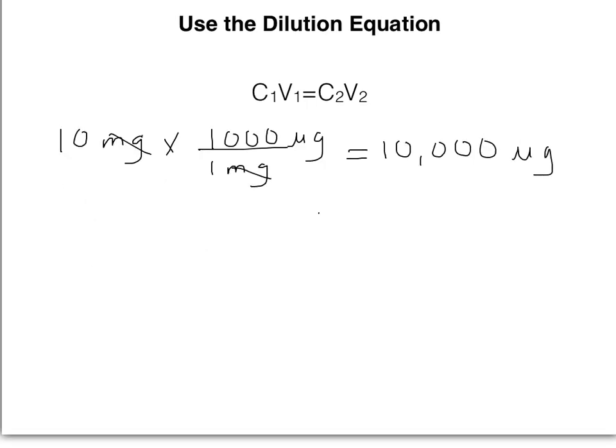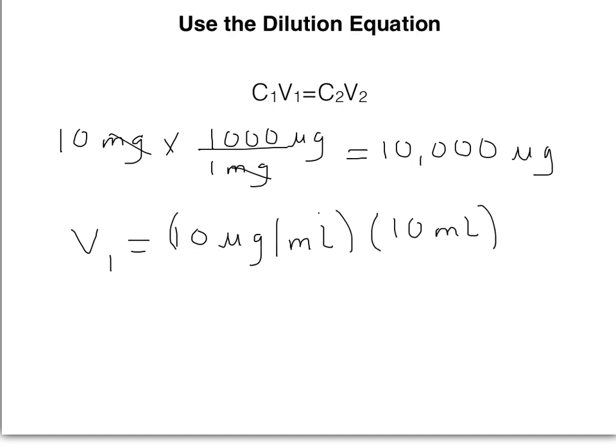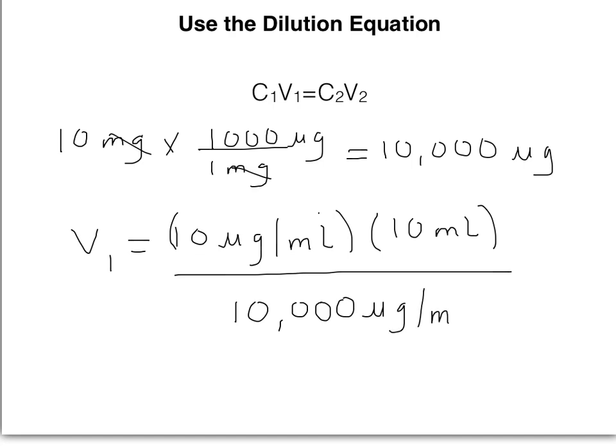So now I can go back to my formula. V1 equals C2, 10 micrograms per mil, and I was going to make 10 milliliters of that solution, divided by, now I know that my 10 mg per mil solution is actually a 10,000 microgram per mil solution. So I can see here that my milliliters would cancel, and if I'm going to divide this value by this value, I'm ultimately going to be multiplying by the reciprocal.